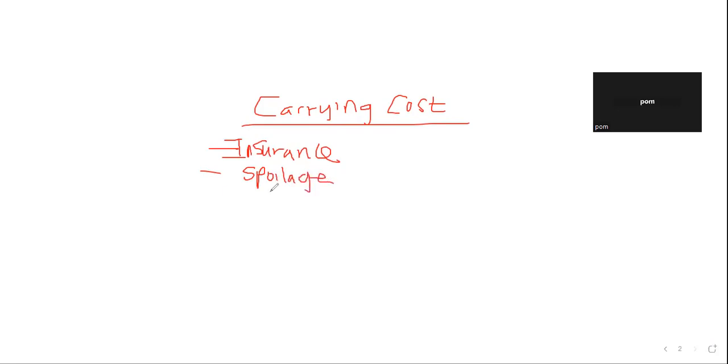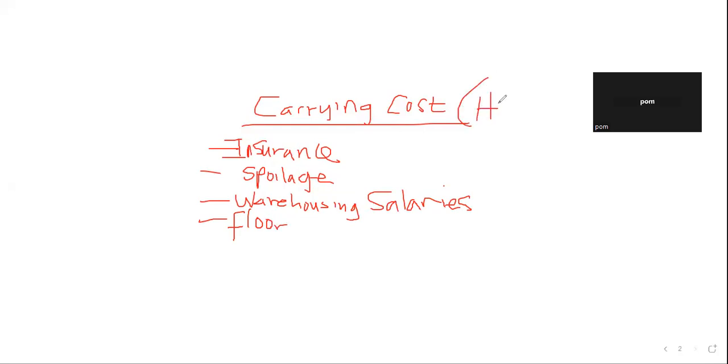Then what else? You are paying for warehousing, salaries and wages. You have put your stock in the warehouse, so you should pay salaries for the people who are keeping and looking after those stocks, those boxes of tomatoes. All right, so these are a few examples. Even the floor space charge, the bag, those are carrying costs. They are also called holding costs.